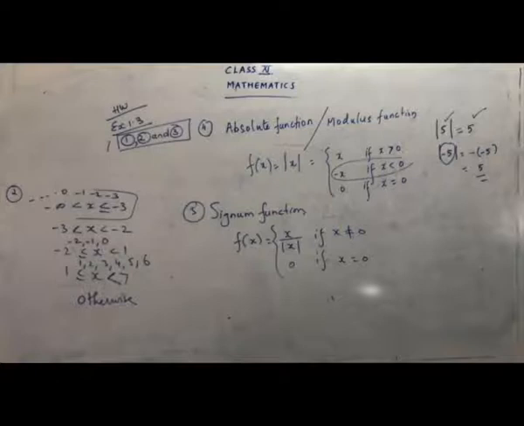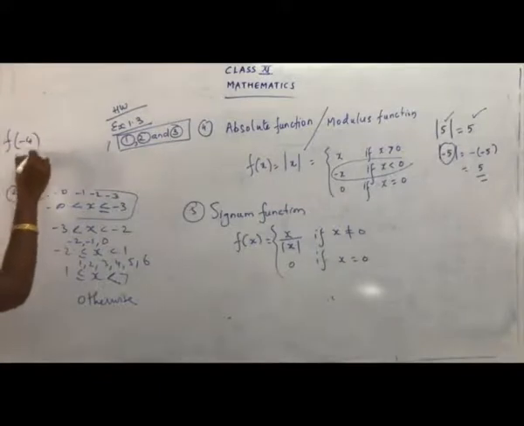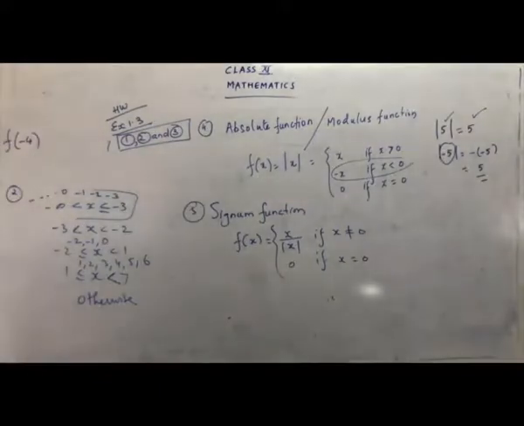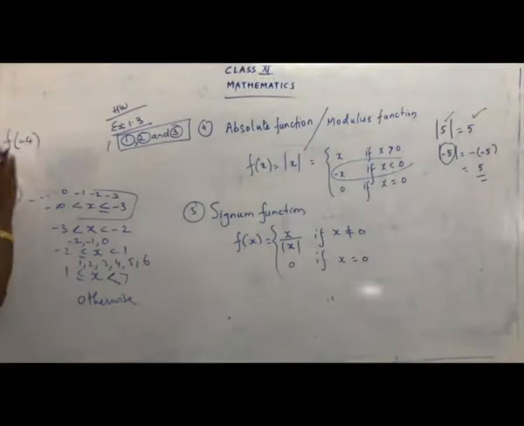So let's go for the first part. You have to find the value of f at -4. So what do you have to find? F of -4. Okay, where is f of -4? F at -4. Where is -4?